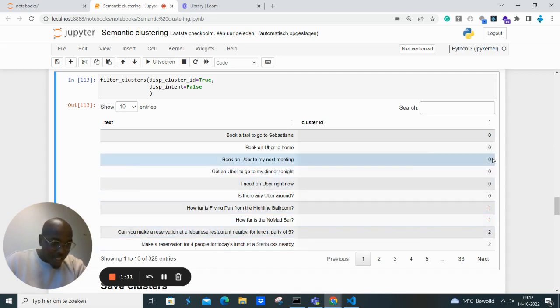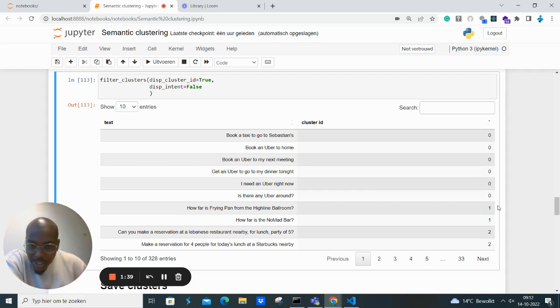If you look at cluster ID number 0, then we can see that the questions here are about book a taxi to go to Sebastian's, book an Uber to my next meeting, I need an Uber right now, is there any Uber around? So basically we can say here that the intent of the user is I want to book a taxi, right?